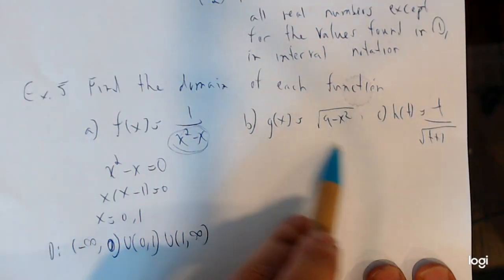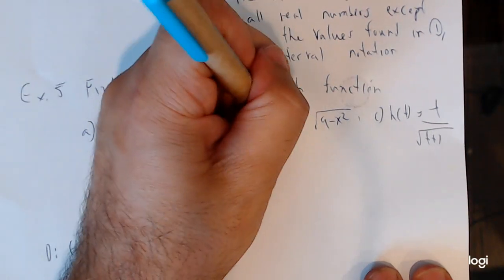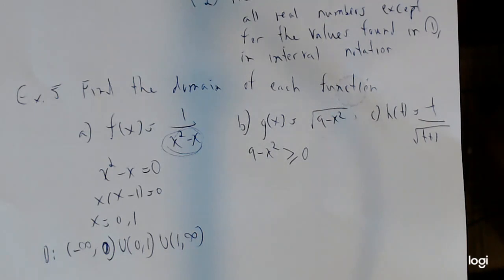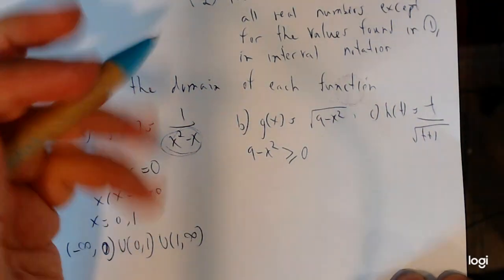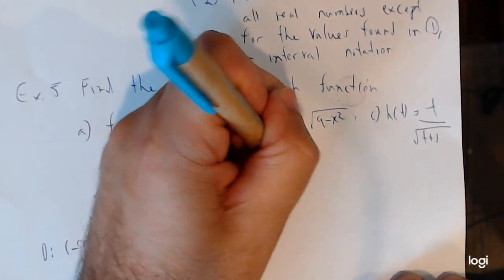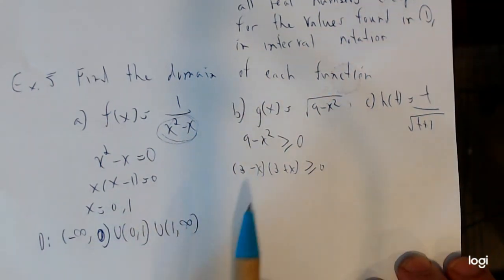This is a square root. So what do I want? I want 9 minus x squared to be greater than or equal to 0. And now if you look at this, we have a quadratic, so we can solve this in multiple ways. We know that this factors to 3 minus x, 3 plus x, and I could make a sign chart for this.